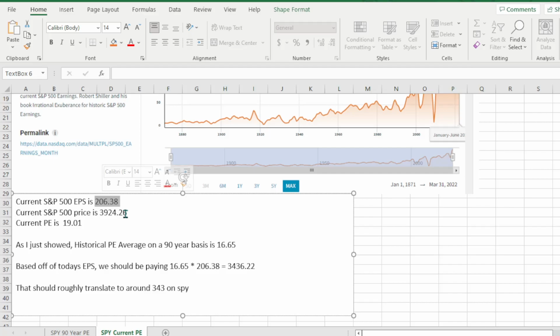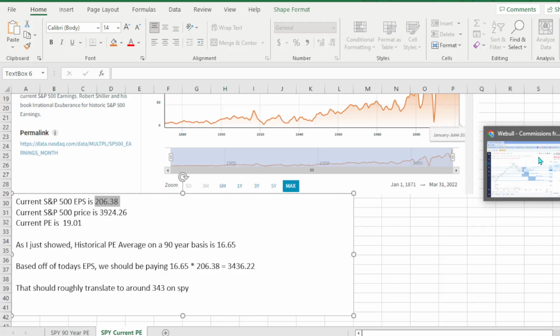So I want to make that very clear. I'm not saying that you should go out and buy this. What I'm saying is based off of this data right here, that 343 is a reasonable price based off of today's data. So now let's go ahead.